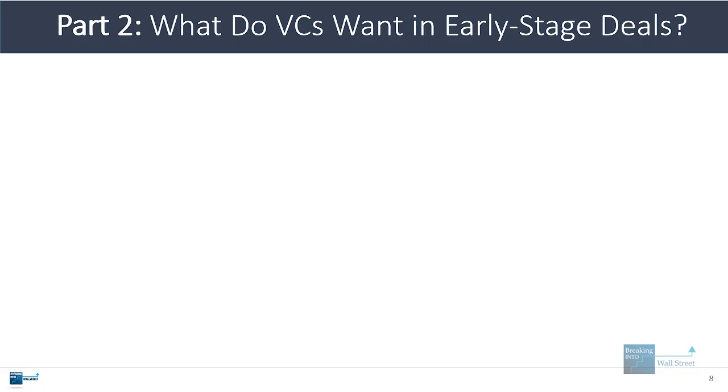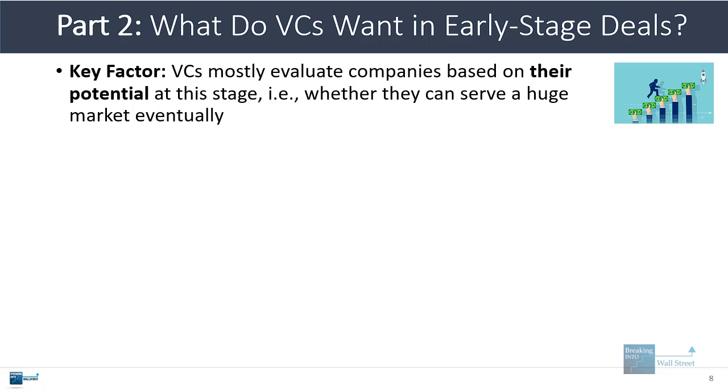Let's go to part two and talk about what VCs want in these early stage deals. Now, at the early stage, most of these companies have no revenue or minimal revenue, and they don't have free cash flow or EBITDA or profits or anything like that. So VCs are mostly evaluating companies based on their potential.